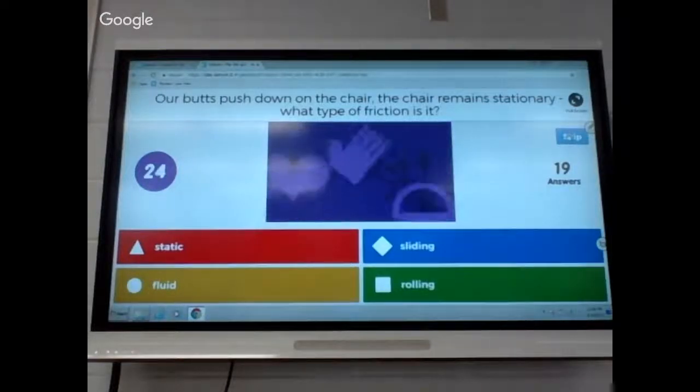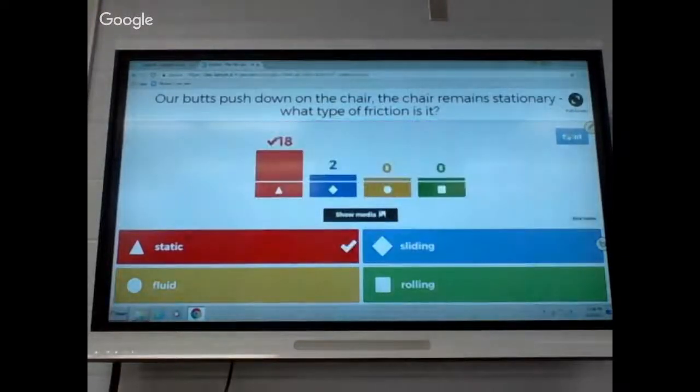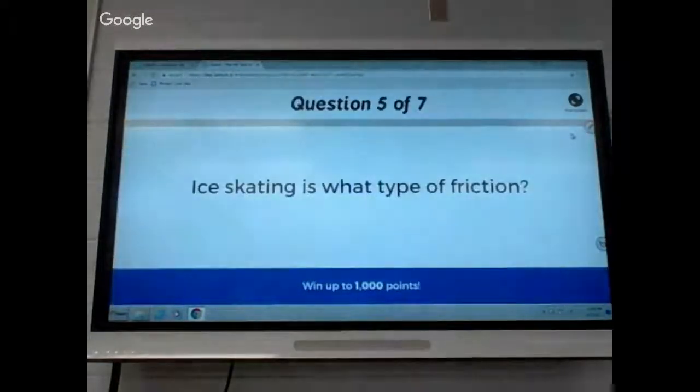There's a key word in that question. Now, where's the key word in that question? Stationary. We're pushing down on the chair and the chair remains stationary. It's static friction. You good?